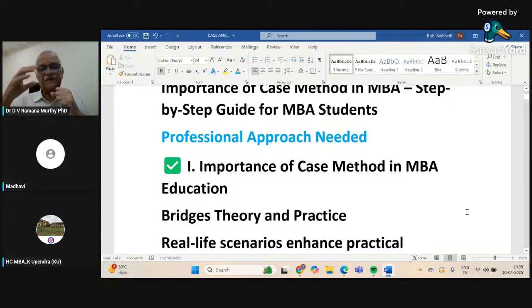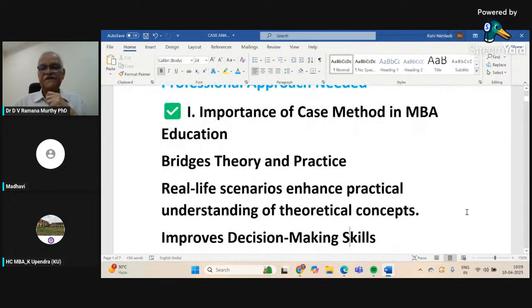What is the professional approach needed for you in the process of answering cases? The importance of case method, as I was telling you, in most business schools and MBA programs, in MBA education. The first point is that it bridges theory and practice, because what you study in a classroom, you try to experiment with in a real life scenario. All your learnings will be taken, and then you're asked to use them in the given set of circumstances and react.